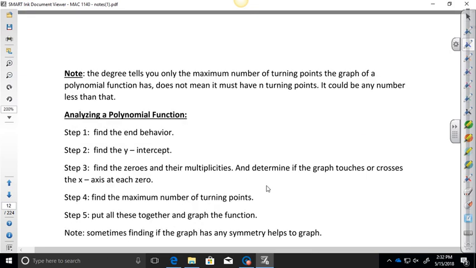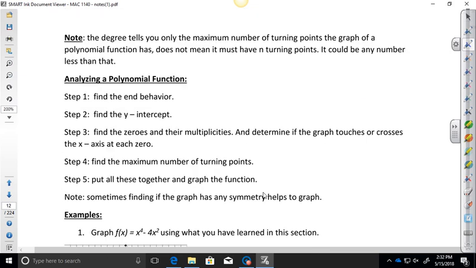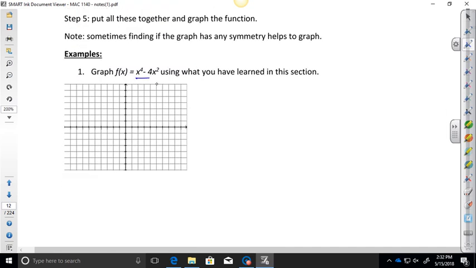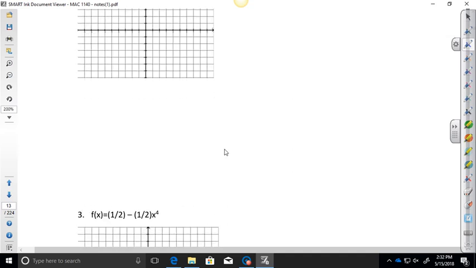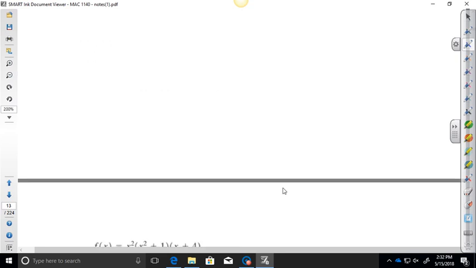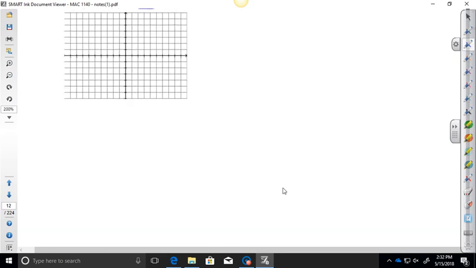Now we're going to put these together and graph. That's called analyzing a polynomial function. And you will get 2 of these on the test. 1 in expanded format, that means you factor, and 1 already factored, like that, okay? So 2 questions from this section.